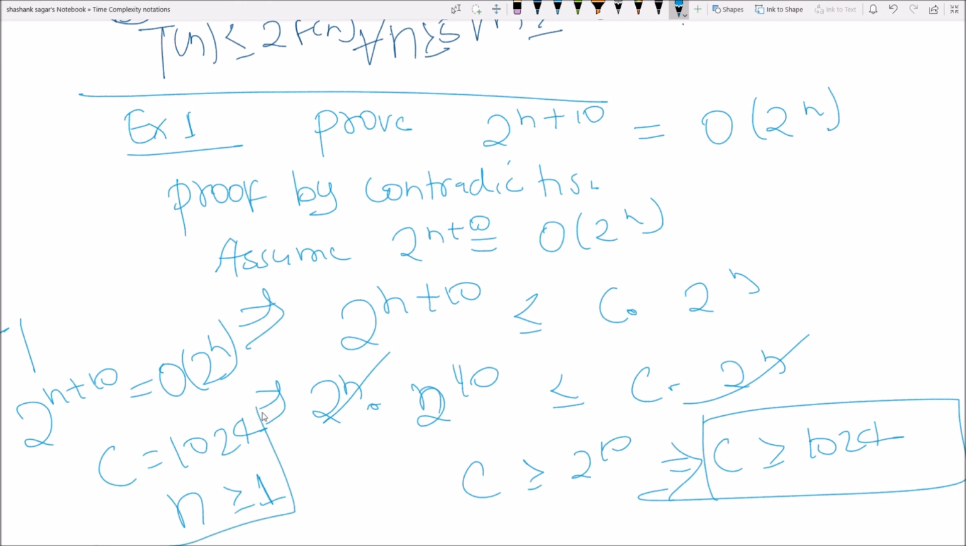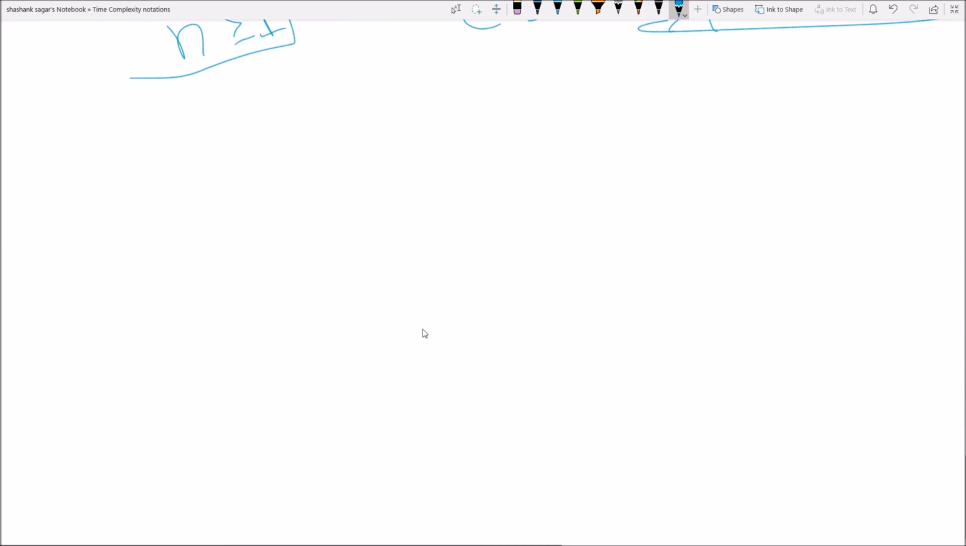You just need to find two constants, any two constants, to prove it. Now see another example. Example 2.